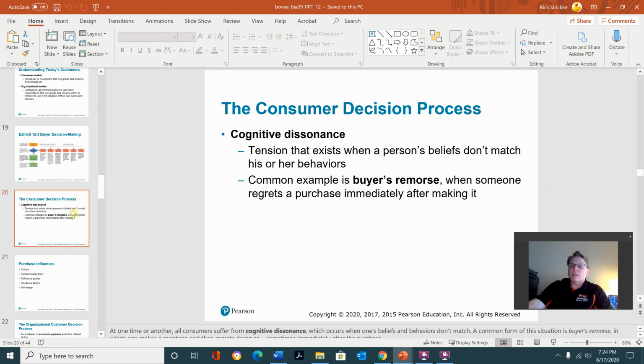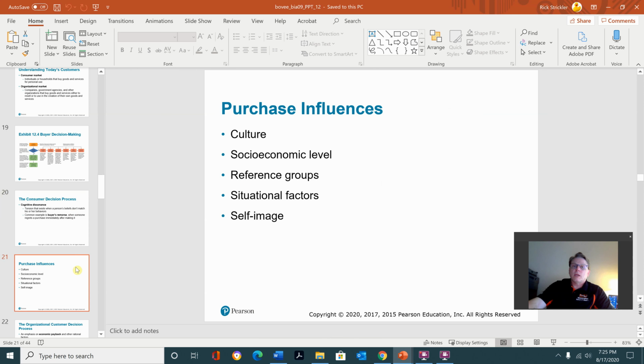Cognitive dissonance is the tension that exists when a person's beliefs don't match his or her behaviors. A common example is buyer's remorse, when someone regrets a purchase immediately after making it. So if you know that you really shouldn't buy another pair of shoes, but these shoes are really pretty and you want to buy them, and you really should save the money for something more important, but you end up buying them, the next day you have buyer's remorse. That's where a lot of returns come from.